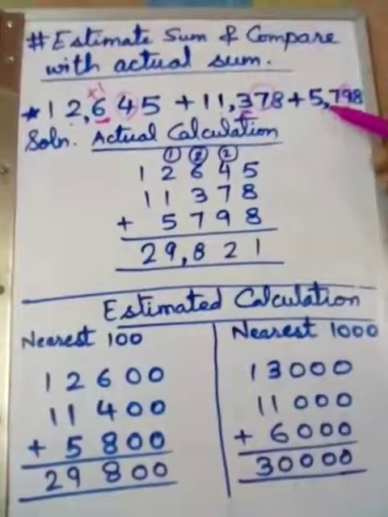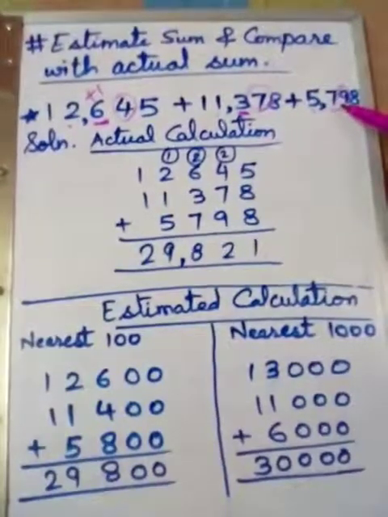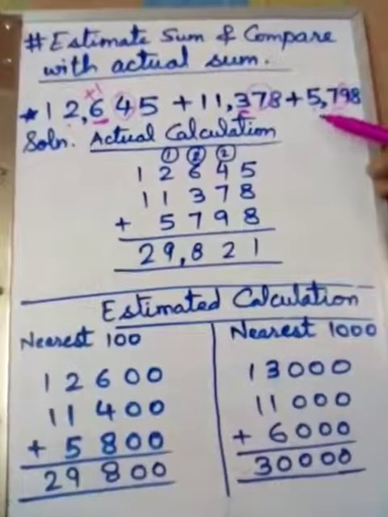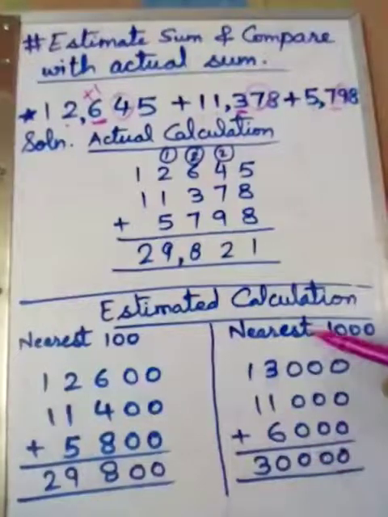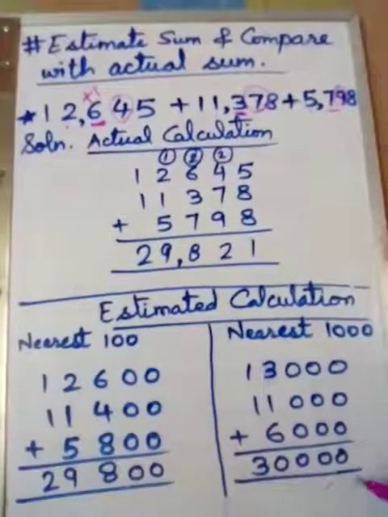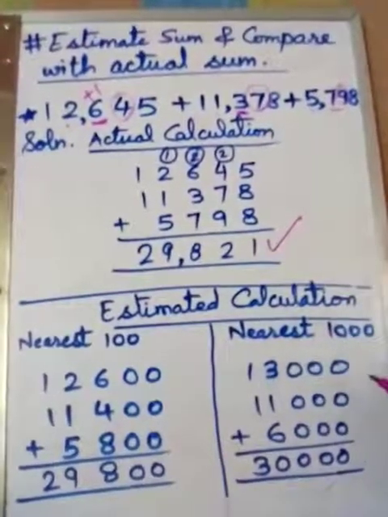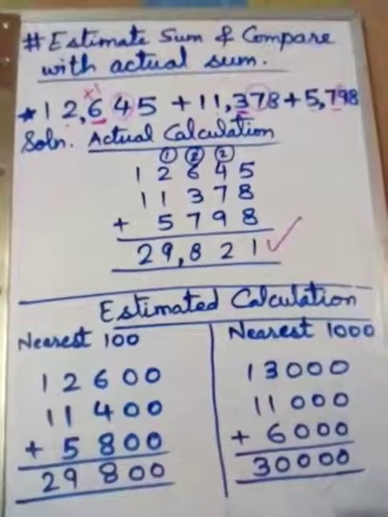Next is, look at the 1000 place. Check the previous digit, that is 7, more than 5. So it will be 6,000. See, I have written 6,000. When I add, we got the sum 30,000. Okay. Now students, we have to check whether the actual sum is near to the estimated sum.